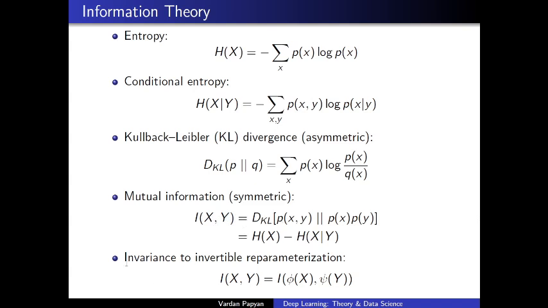Okay. Another property is invariance to invertible reparameterization. It means that there is no difference between the mutual information of x and y and that of their reparameterization.